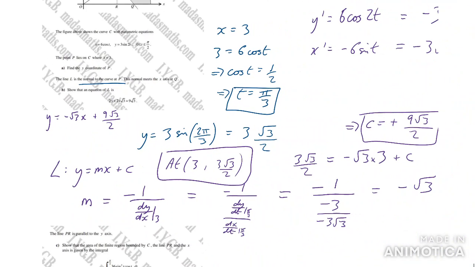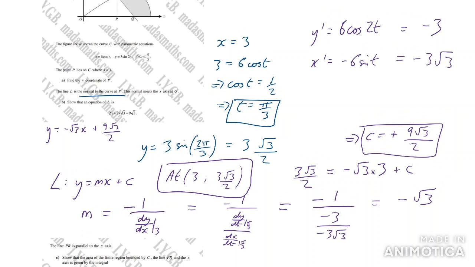Okay, this normal meets the x-axis at Q. So Q, well, what is Q? It's when y equals 0 on that line. So 0 is equal to minus root 3 x plus 9 root 3 over 2. And so we've got that x is equal to 9 over 2.